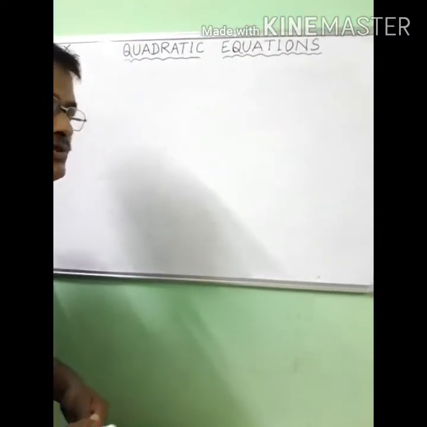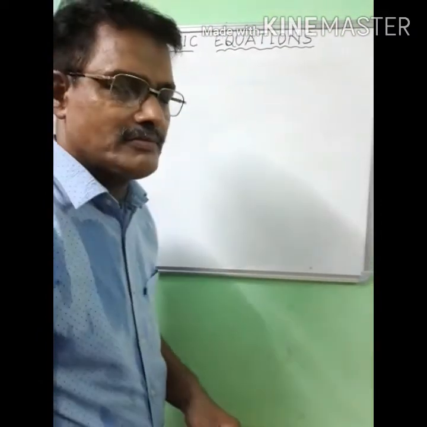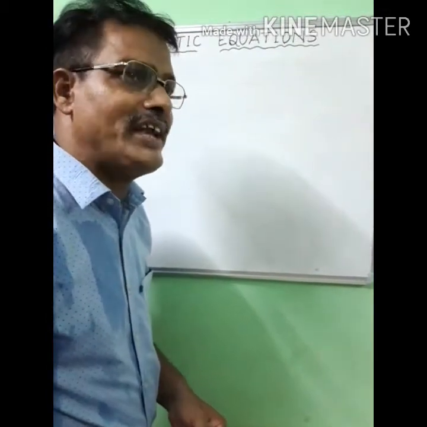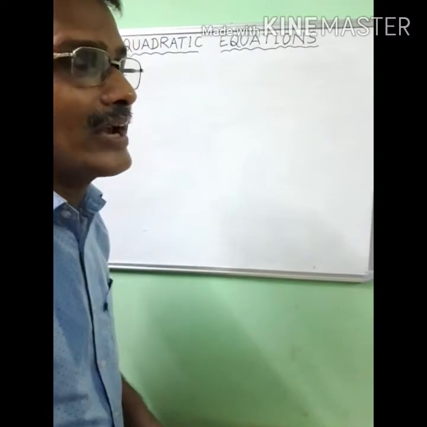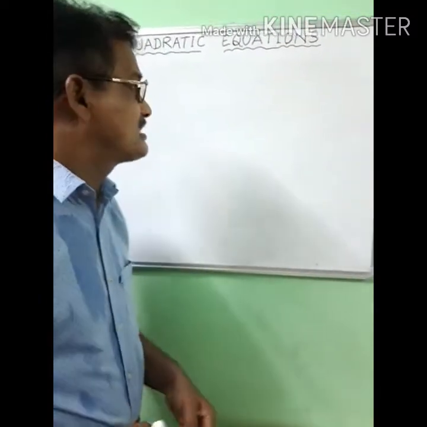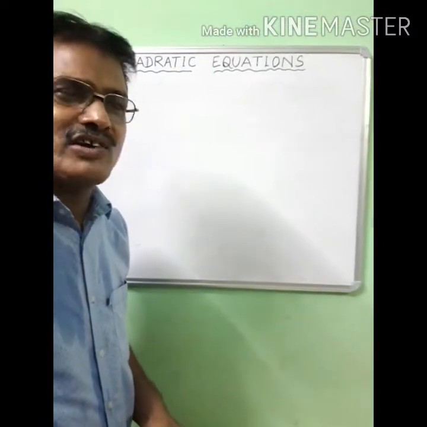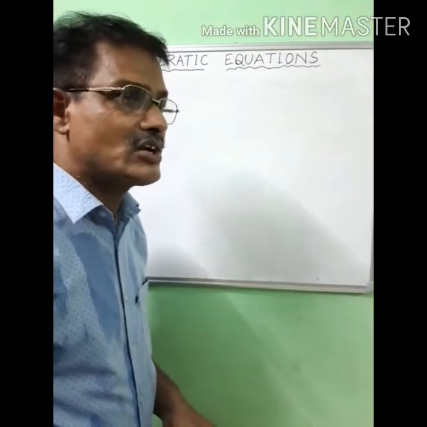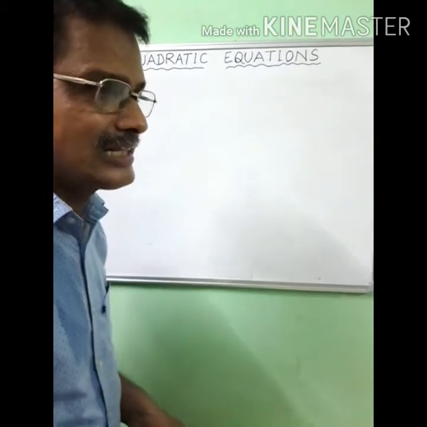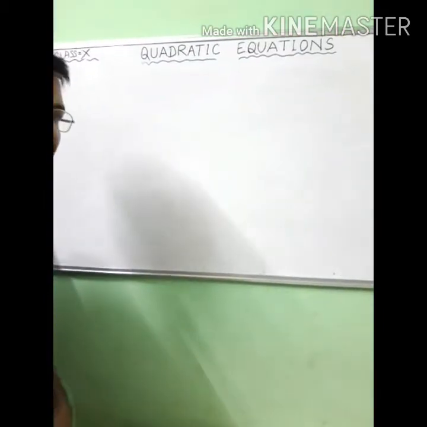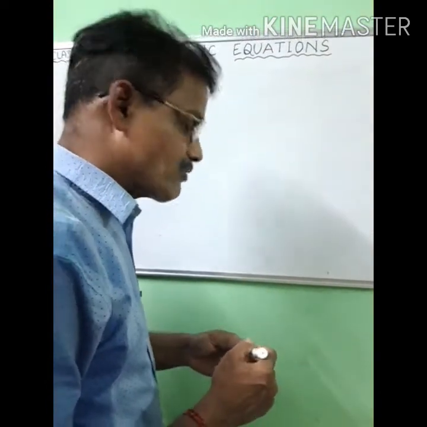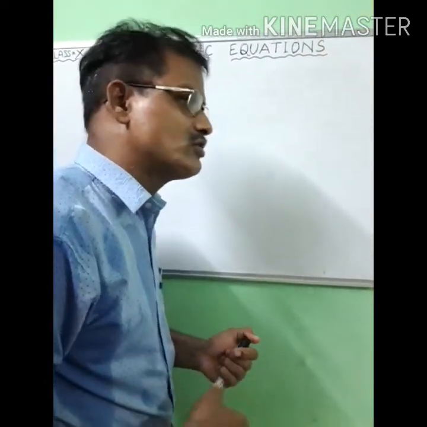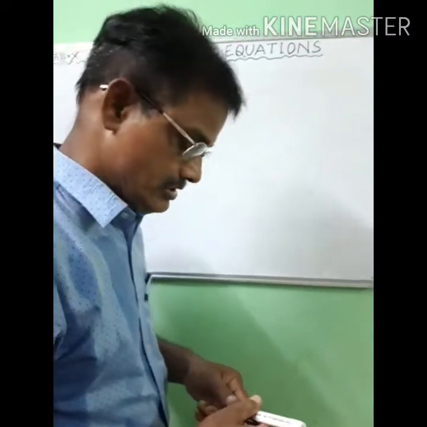There are three methods to find the roots of a quadratic equation. The three methods are the factorization method, the second one is the completing the square method, and the third one is the quadratic formula method. So solution of a quadratic equation means to find out the roots of a quadratic equation.